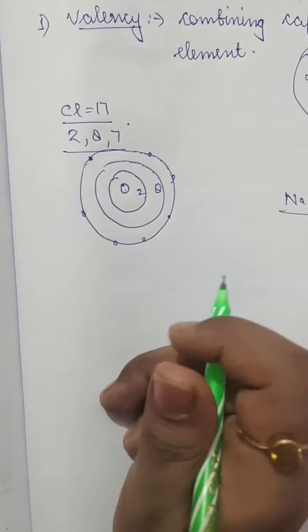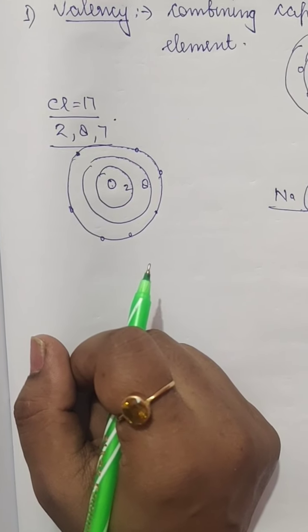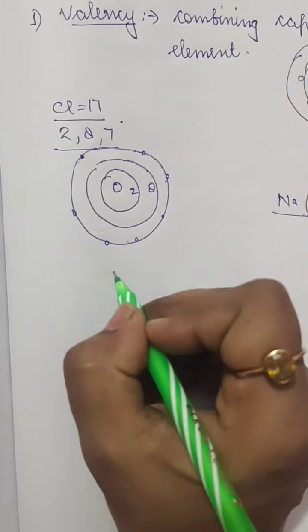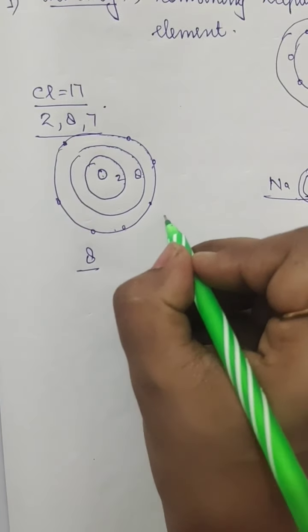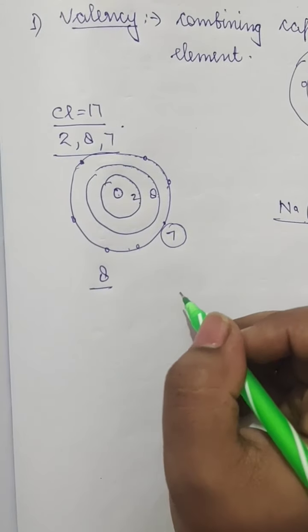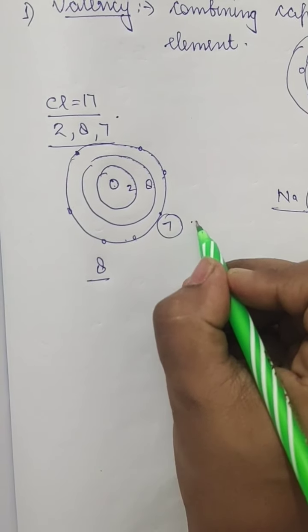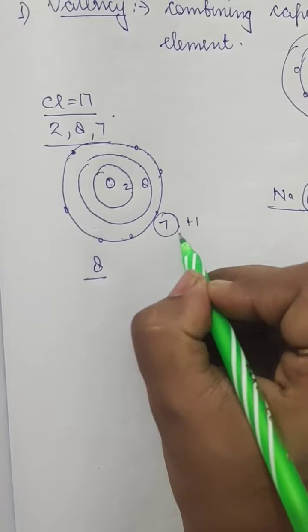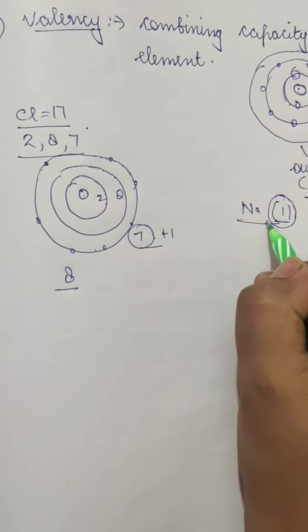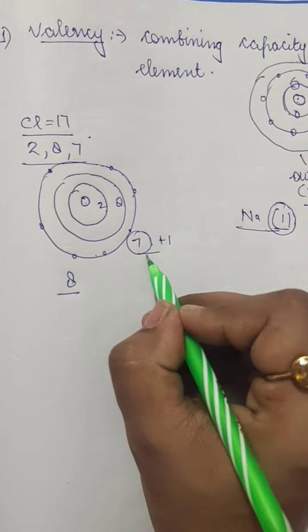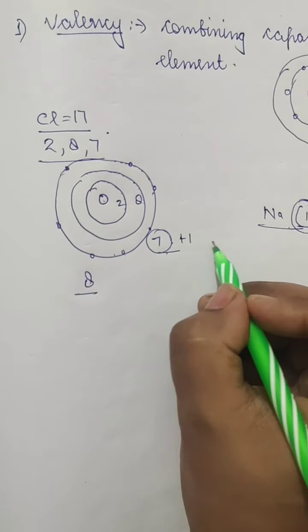Now the valency of chlorine is not 7 but 1. How? Because it has to have 8 electrons in its outermost shell, but it has only 7 electrons here. So it wants 1 more electron. It will accept 1 electron, basically from sodium. So again, chlorine is combining with 1 electron.